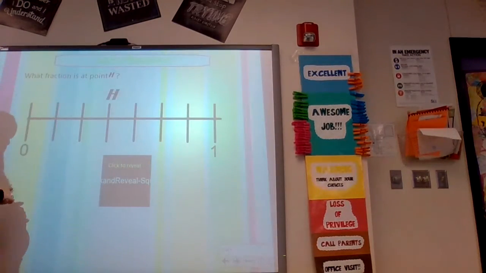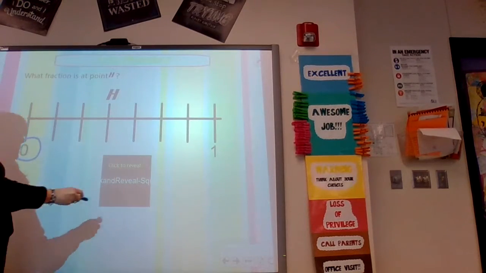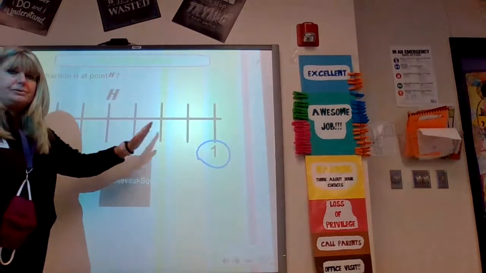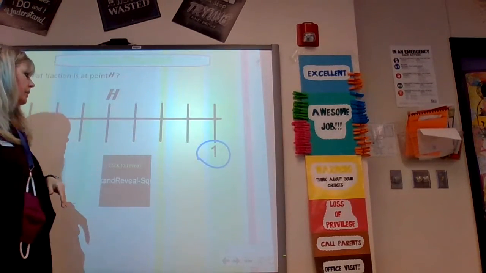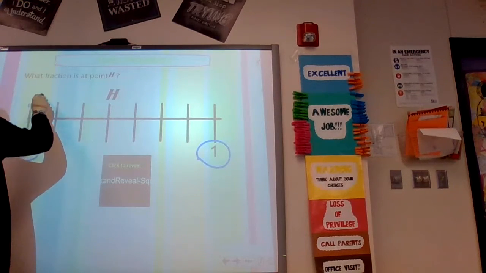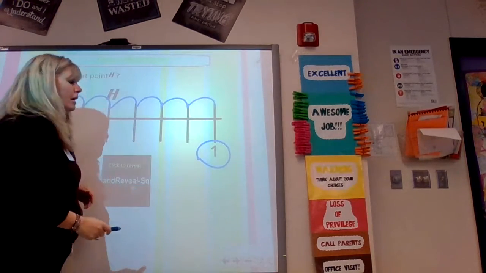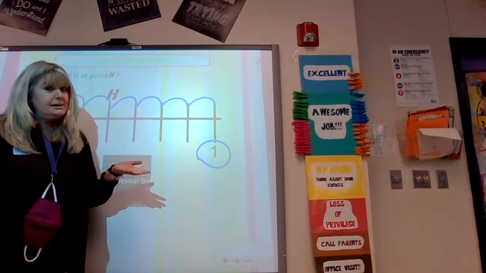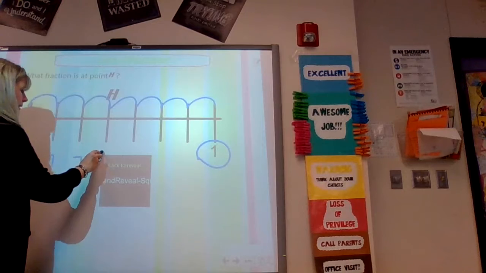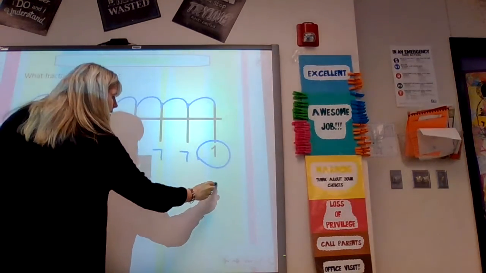All right, back to 0 and 1. So here's my benchmark 0, here's my benchmark 1. So this right here means there are no whole numbers. Okay, it's between 0 and 1. So first step, circle my benchmarks. Second step, hop. 1, 2, 3, 4, 5, 6, 7. Okay, that tells me my denominator is 7. So 7, 7, 7, 7, 7, 7, 7.